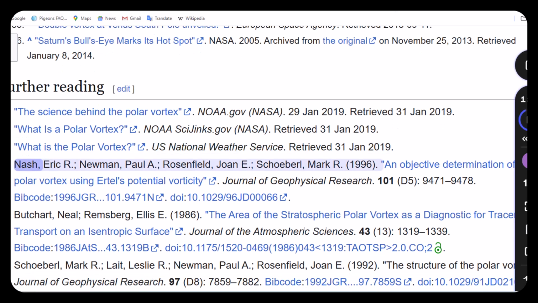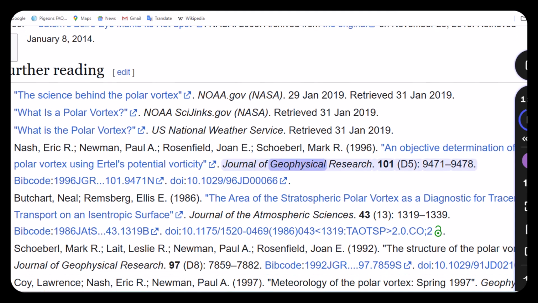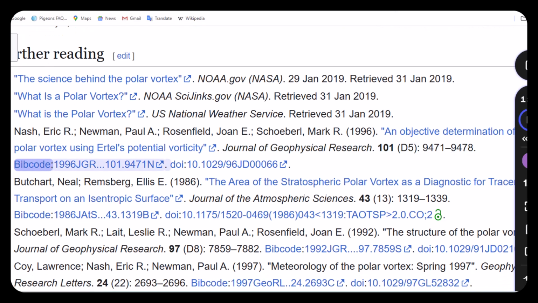Nash, Eric R., Newman, Paul A., Rosenfield, Joan E., Schoeberl, Mark R., 1996. An objective determination of the polar vortex using Ertel's potential vorticity. Journal of Geophysical Research, 101 D5, 9471 to 9478. Bibcode 1996JGR...101.9471N, and DOI 10.1029/96JD00066.